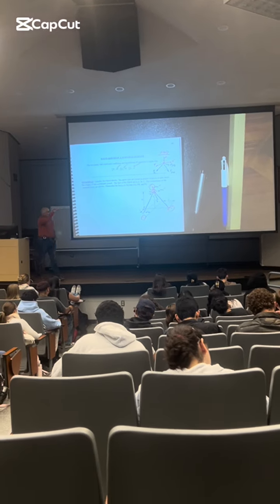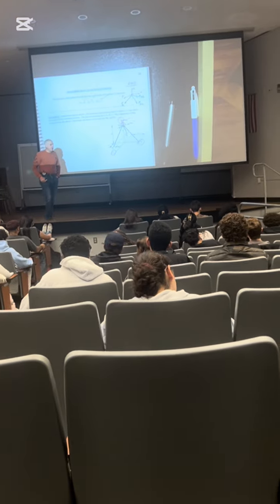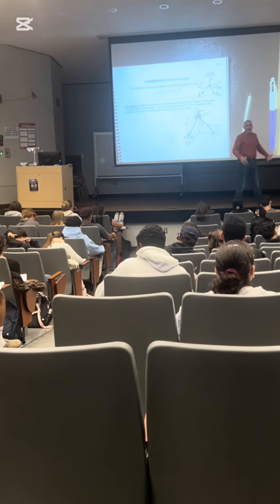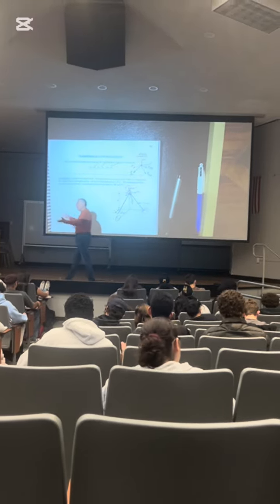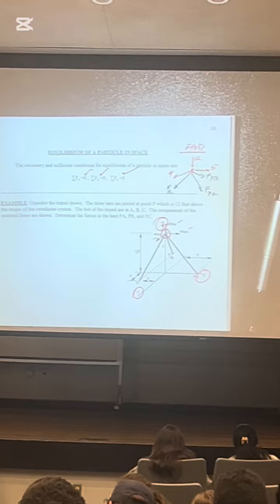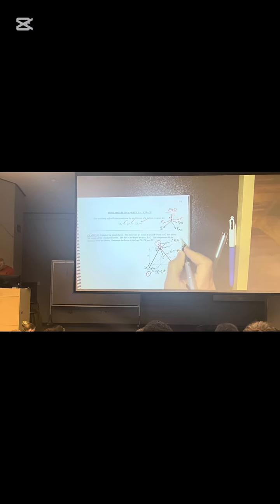Do you know the black lines of PA, PB, PC are in tension or pulling? I have no idea, and I don't care. All I want to do is express them, and then let the math tell me if I chose the right directions or the wrong directions. C has coordinates of 4, -3, 0, and P has coordinates of 0, 0, 12.